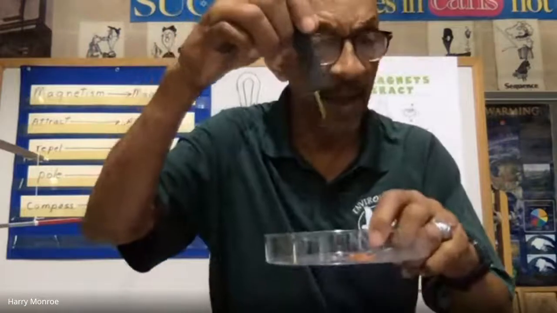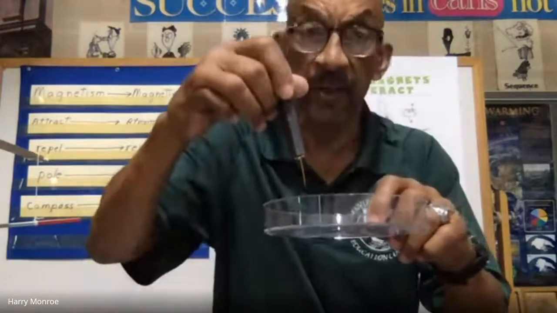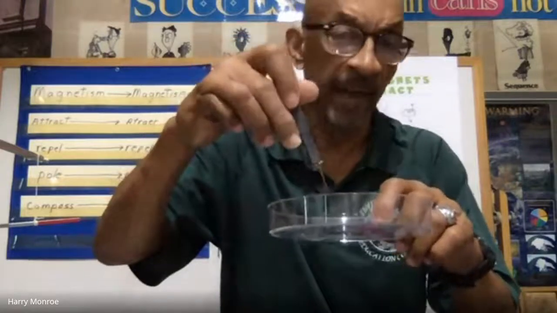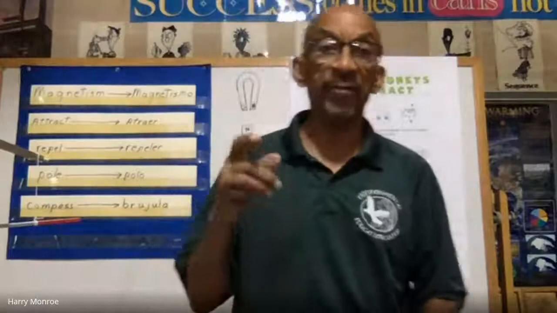A penny, I know, is made out of copper. The other piece of metal in there is a metal called lead. And we know that a plastic paper clip is made out of plastic. So there are certain things that are made of certain matter that will not respond to the attraction of a magnet.